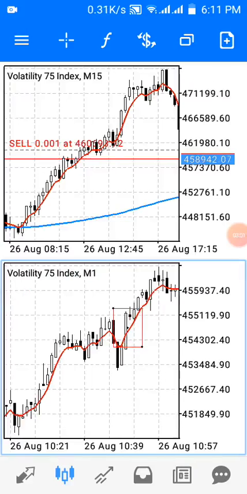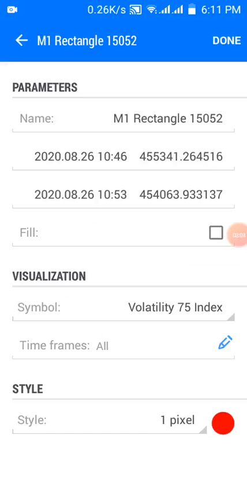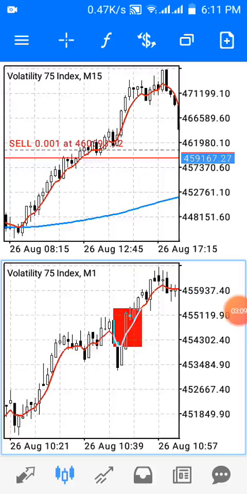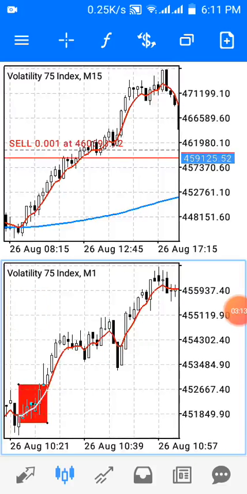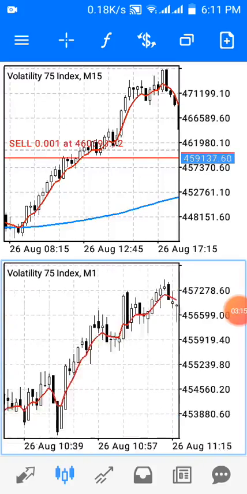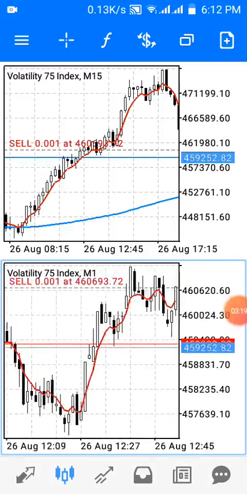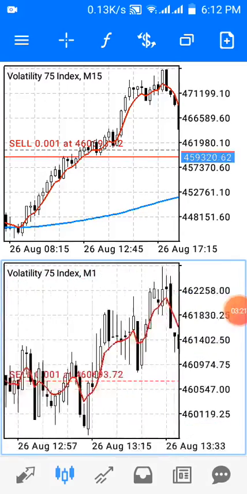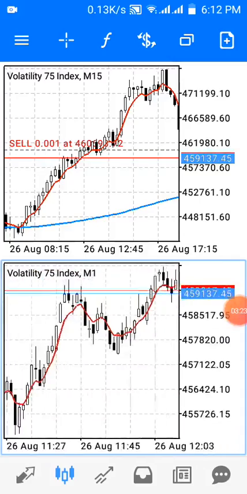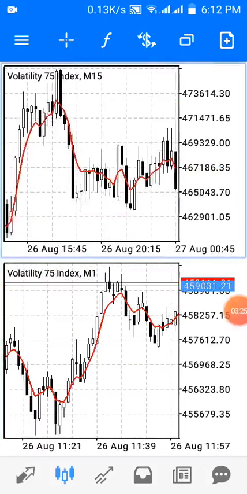Like here, I start to buy again when price goes up around this area. Let me change the color so I can see. Okay, so I buy here, until price starts to dip. That's when I quit. So I continue to buy. So that's the way the strategy works.